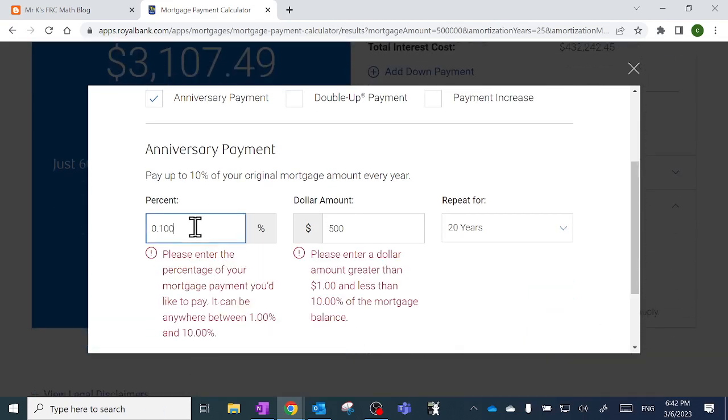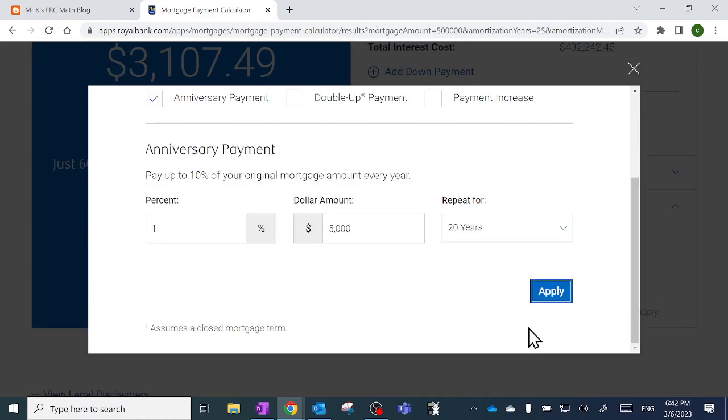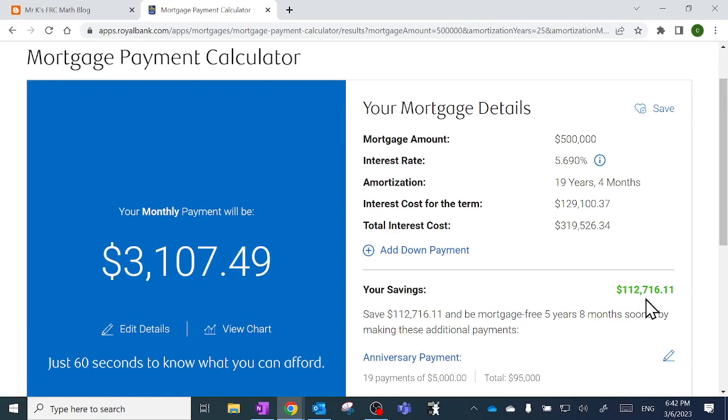Oh, I have to enter a 1%. I'm not a 0.1%. My bad. Okay, now let's apply it. And apply. Notice that that saves me $100,000 in interest for something that it was just a bonus. It was something that I wasn't going to miss because it wasn't coming out of my paycheck.